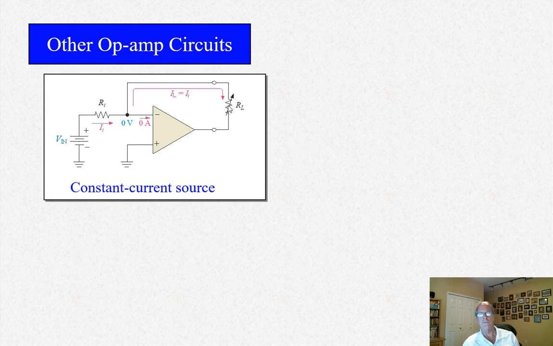Now this load resistor, if it changes, as shown here, it's a potentiometer. If that value changes, is the current through it going to change? No, it is not, because there's a constant current here. This stays constant. So that's pretty cool.